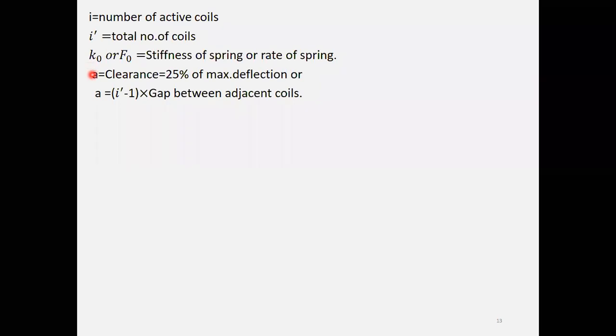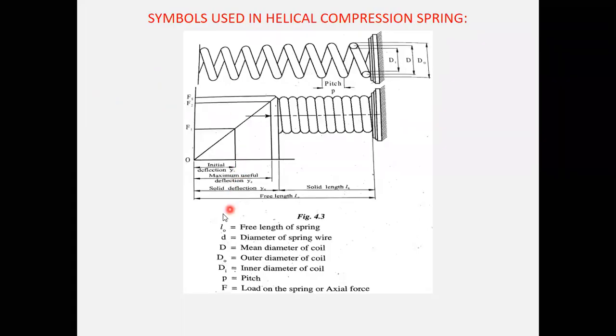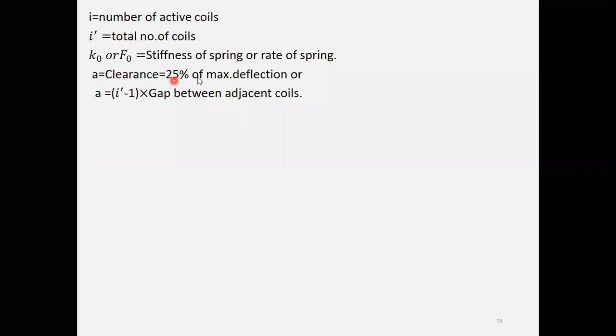And A we'll call the clearance. How to calculate that? While solving the problem, I will show you where you will be using it. That is for the free length of the spring. At that time, you will be using this A. How to find the A value? That is the clearance. You can take 25% of the maximum deflection. Here you can see this is the maximum deflection. You can take 25% of the maximum deflection. That is one method to find the A value.